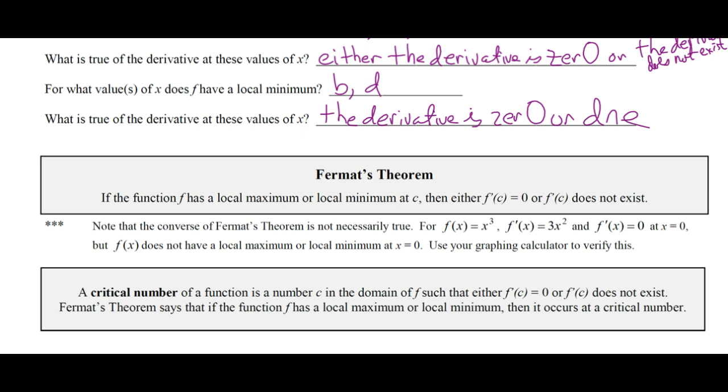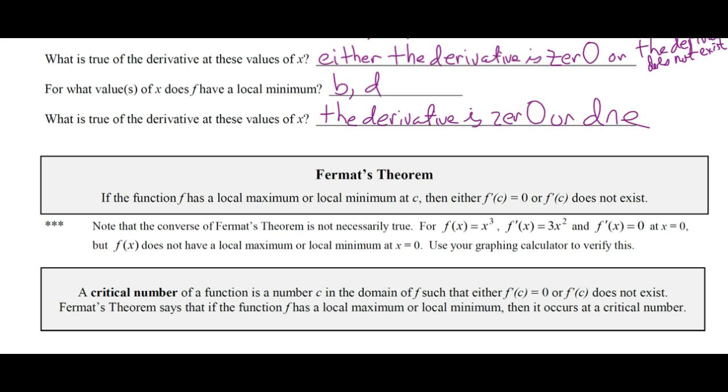If the function f has a local maximum or a local minimum at c, then either f prime of c is equal to 0, so the derivative at that point is 0, or it does not exist, as we've just seen from the diagram above.